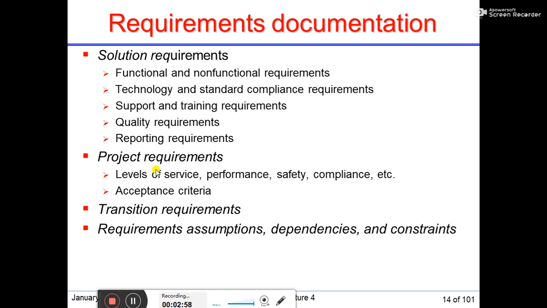Transition requirements, assumptions, dependencies, constraints. Everything needs to be included in the requirement documentation, which will also be a part of the project scope management.